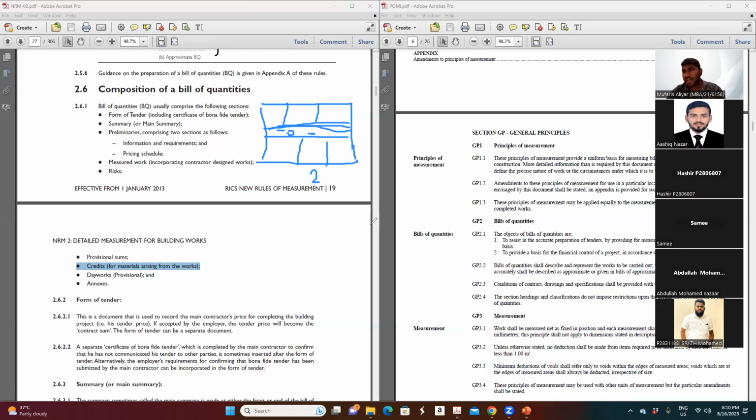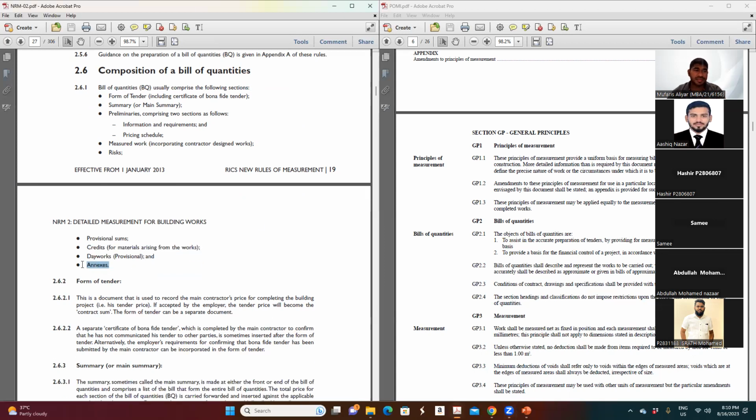So it is a credit to the client. So that item has to be considered as a credit. If something is a benefit you want to pay back to the client, he will price it here. So that is the meaning of credit. This was not mentioned in the POMI. It's mentioned in the NRM too. Interestingly, I noticed that as well.